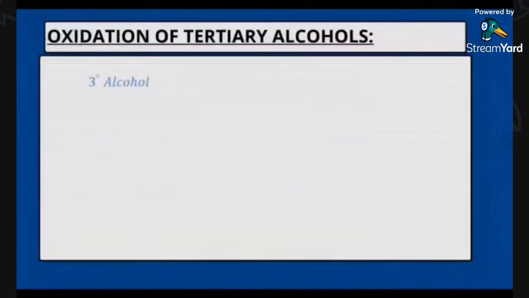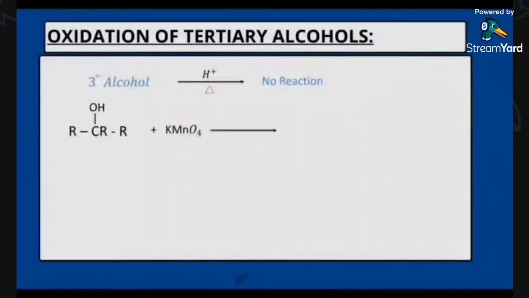Oxidation of tertiary alcohols. For tertiary alcohol, we use KMnO4, H plus, heat, and there is no reaction. So this is tertiary alcohol, because there are 3 R attached with 1 carbon, plus KMnO4 reacting with H plus, heat, so there is no reaction.